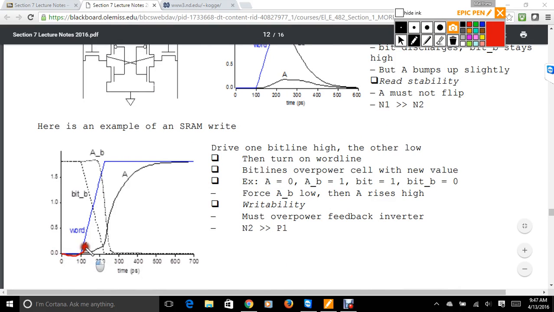You've got the word line changes, and then eventually when it happens, A bar comes down and A will respond and come up, and there's a little bit of delay. They don't happen at the same time because we have to worry about how the output of one inverter has to affect the input of the other inverter, right? So that's why they don't happen simultaneously.